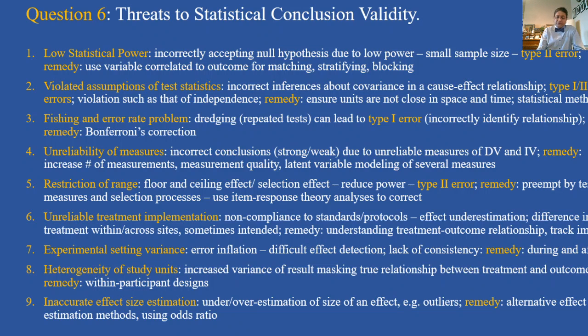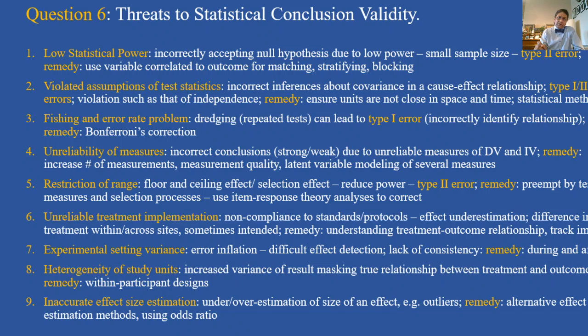Threat number one to SCV, that is statistical conclusion validity, is low statistical power. It occurs when the power of the study is low due to small sample size, and it is a type 2 error, which is accepting null hypothesis when it is false. The suggested remedial measures are using variable that is correlated with the outcome for matching, stratifying, and blocking. But one has to note that matching with small units is useless, so the sample size has to be adequate.